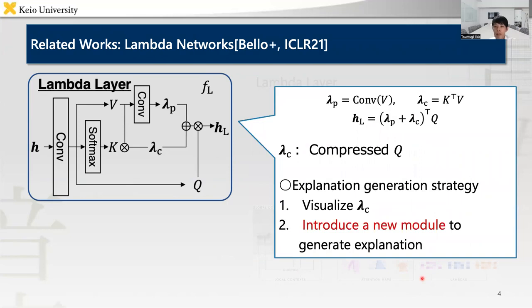From these computational processes, Lambda C can be considered as a compression of Q. From this structure, there are mainly two strategies to calculate attention. One is to simply visualize Lambda C as in attention rollout. However, this approach was not able to produce clear explanations. Another strategy is to use a module dedicated to explanation generation. We choose the latter for the proposed method.